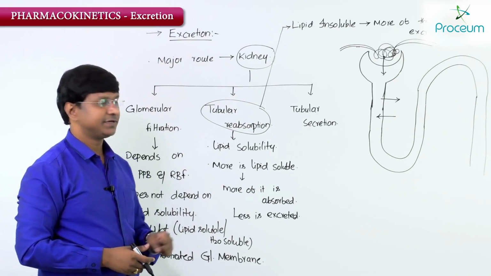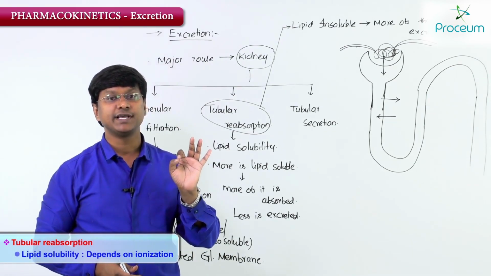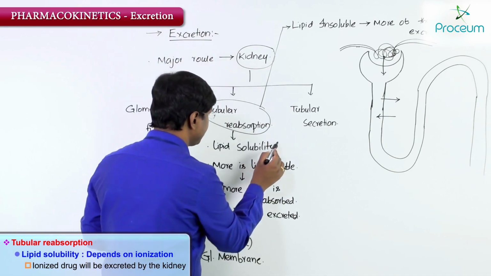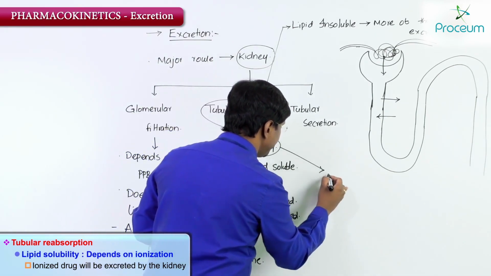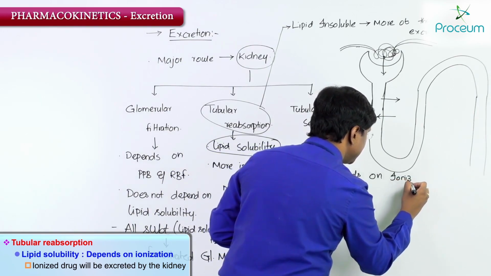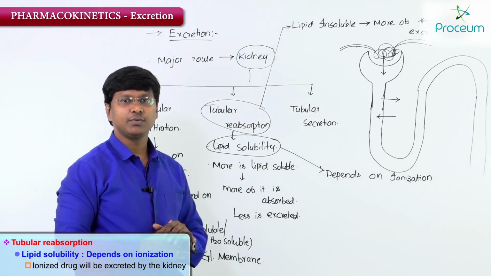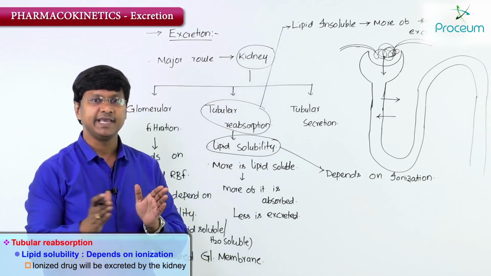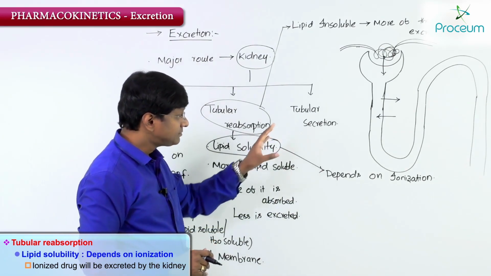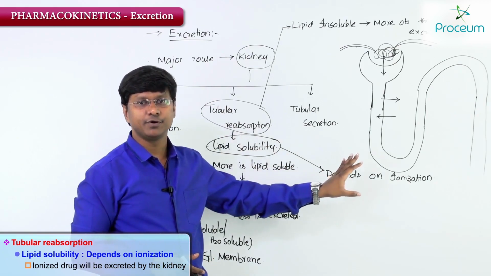Now the other point you should remember is that lipid solubility depends upon the ionization of the drug. So what I want to tell you here is the ionized drug will be excreted by the kidney. What do you mean by that? The ionized drug gets excreted by the kidney. That means the majority of it is lipid insoluble. So remember, lipid solubility depends upon the ionization.